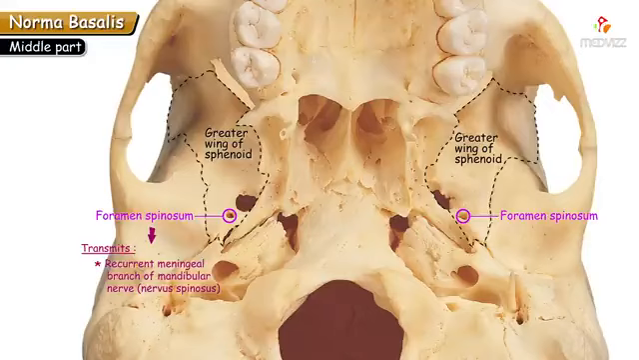So what is that neurovascular bundle? It is the recurrent branch of the mandibular nerve, which is also called nervus spinosus. Recurrent means it is recurring back. So we know the mandibular nerve is already a content of foramen ovale.